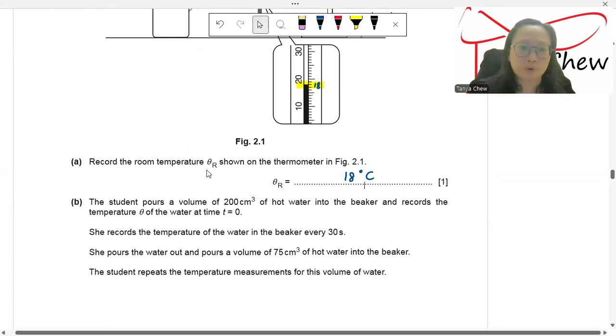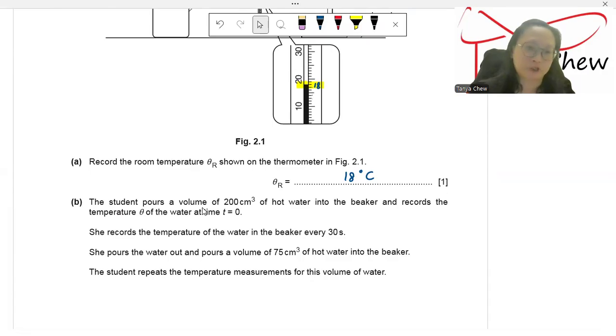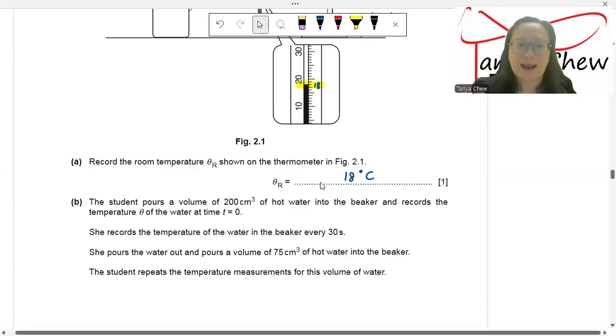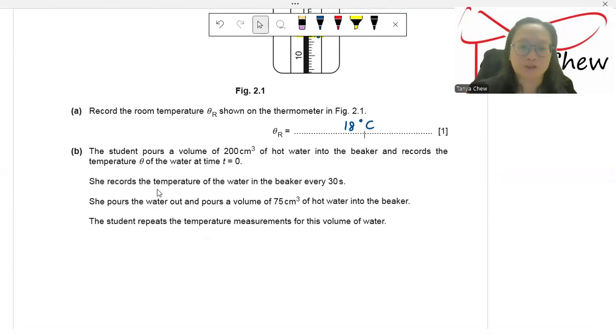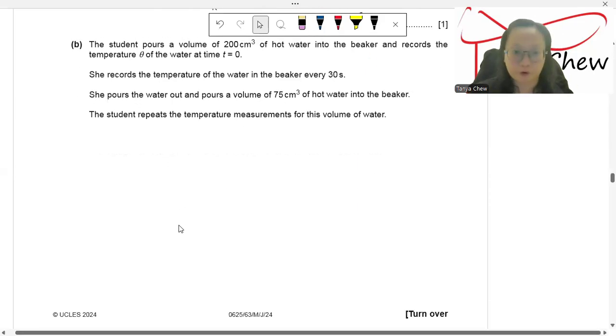B, the student pours a volume of 200 cm cube of hot water into the beaker and records the temperature theta of the water at time t equals to 0. She records the temperature of the water in the beaker every 30 seconds. She pours the water out and pours a volume of 75 cm cube of hot water into the beaker. The student repeats the temperature measurements for this volume of water.